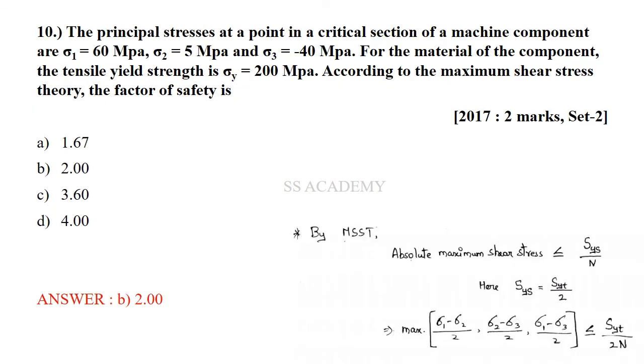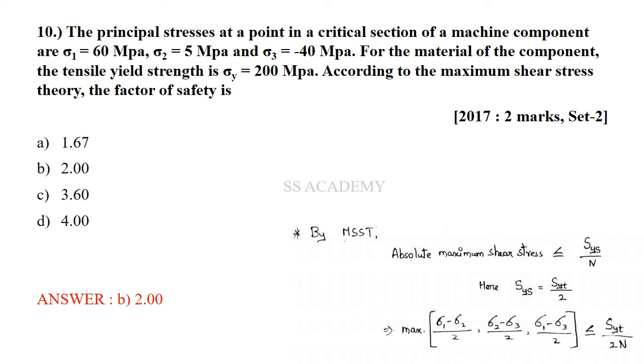The principal stresses at a point in a critical section of a machine component, or machine component can be anything, are sigma 1 60 megapascal, sigma 2 5 megapascal, and sigma 3 minus 40 megapascal. These three are principal stresses. For the material of the component, the tensile yield strength, that is SYT, yield strength in tension, sigma y is 200 megapascal. It is also denoted as SYT.